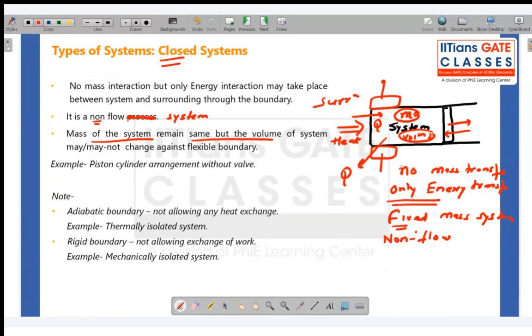The important points to note here: the first point is there is no mass transfer, the second point is only energy transfer, and the third point is it is called a fixed mass or non-flow system.